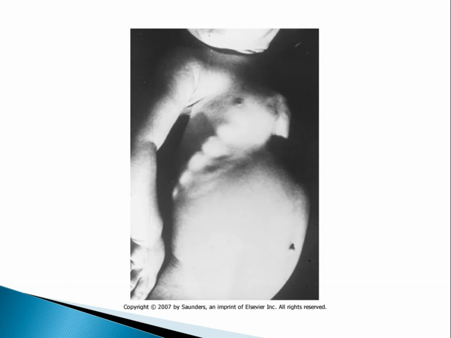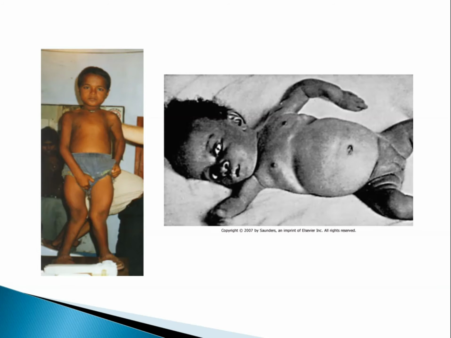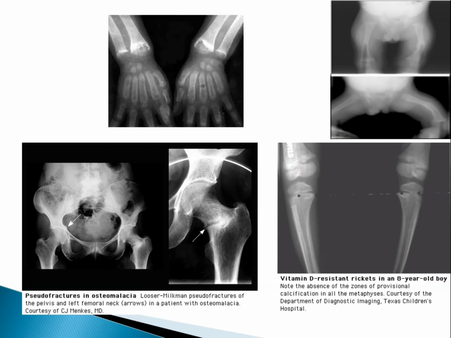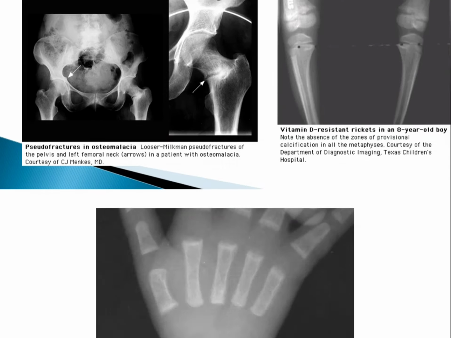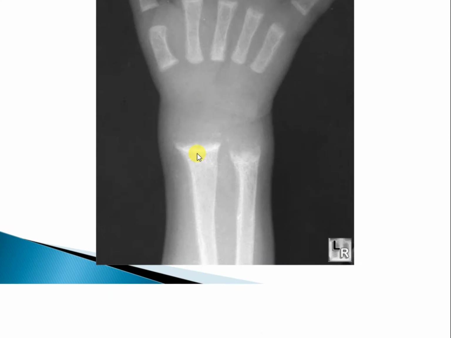Here you can see the picture of a child with rickets. Another child. Here you can see all the manifestations and the features. So this is a detailed X-ray for rickets. Here you can see a wide gap between the joints. There is a wide gap. This is due to the rickets.